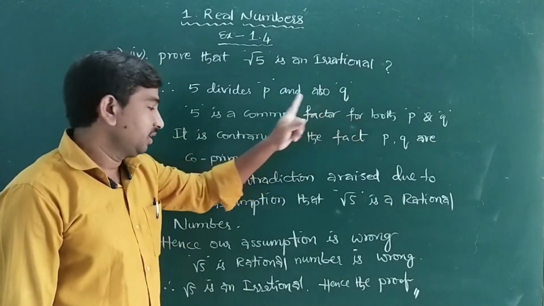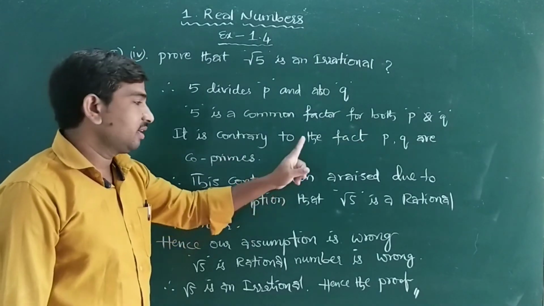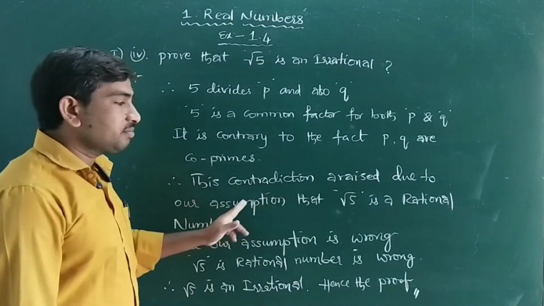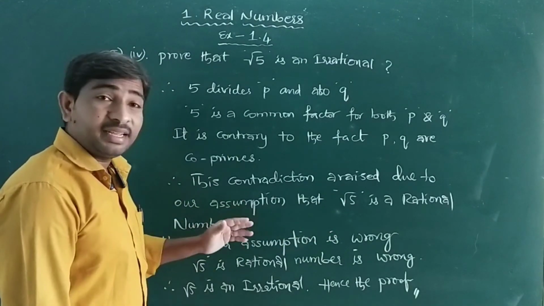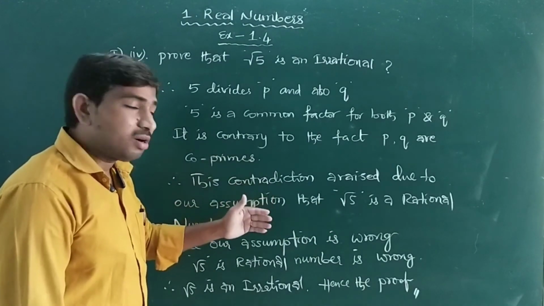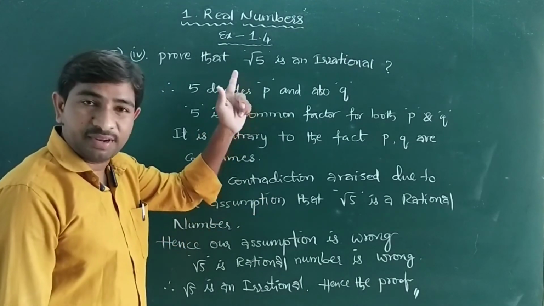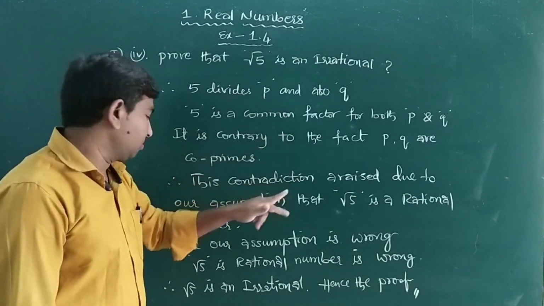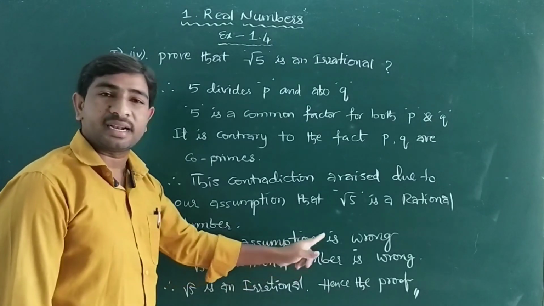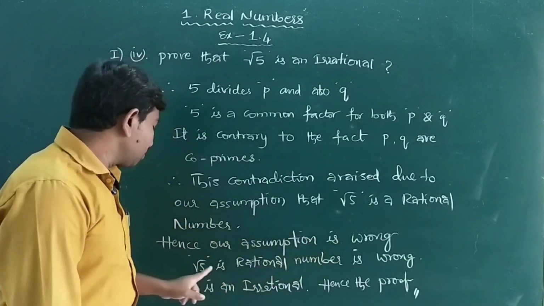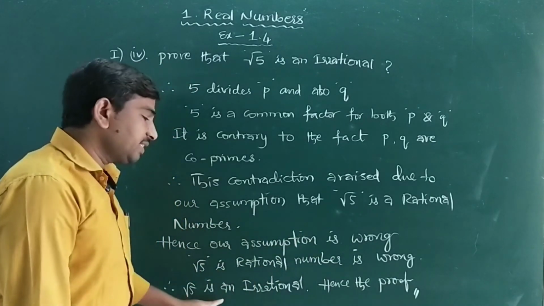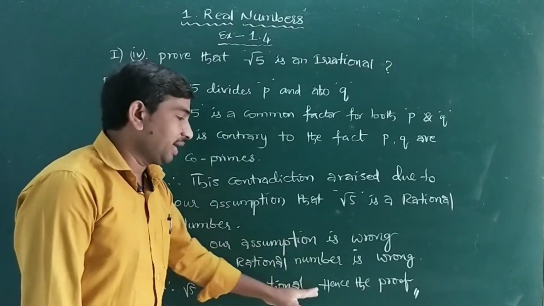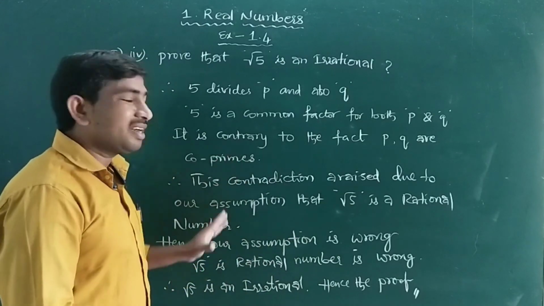This contradiction arises due to our assumption that root 5 is a rational number. That assumption is wrong. So what is correct? Root 5 is an irrational number. Hence proved. This is the contradiction process.